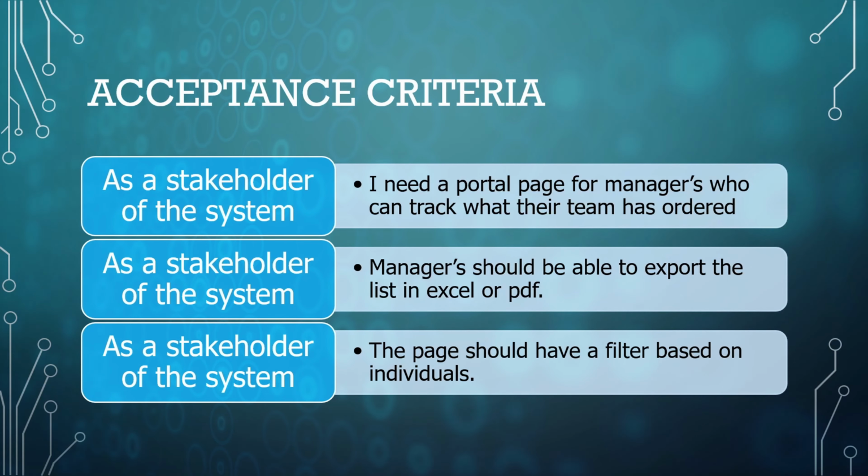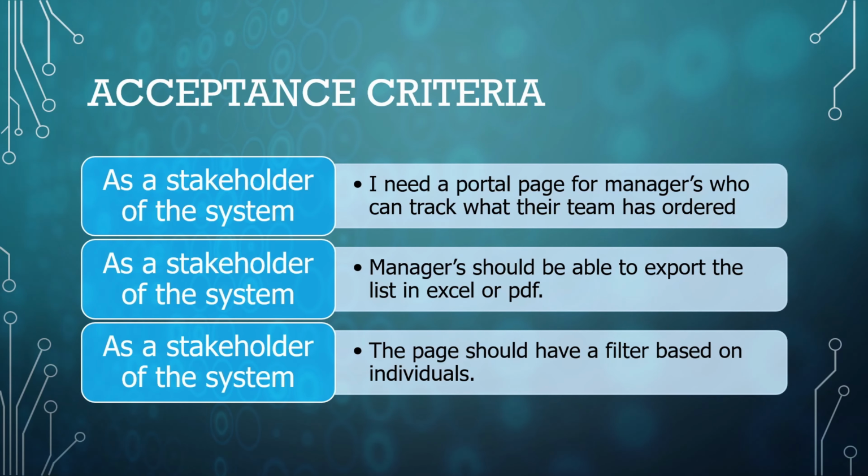Now let's see what is the second acceptance criteria. As a stakeholder of the system, managers should be able to export the list in Excel or PDF. So it says that the list which would be delivered would have an export functionality, and the export should allow the managers to export the list content into an Excel or PDF format.